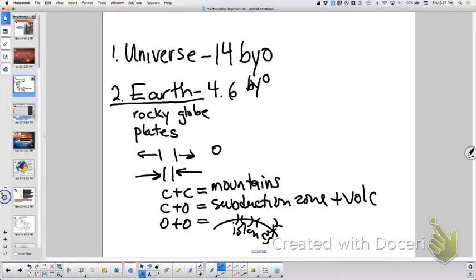Now, I did hear one here I really wanted to do. If it was ocean diverging from ocean, what do we call that? That's what you just said. Seafloor spreading.